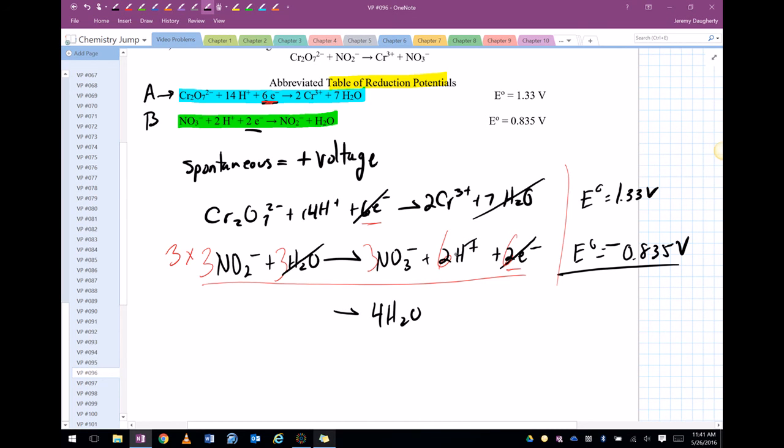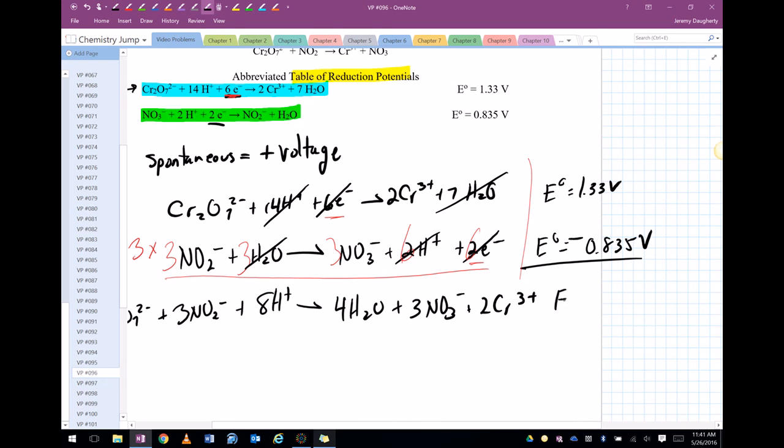I've got 6 protons and 14 protons, so it gives me 8 protons right here. I've got my 3 nitrites, and I've got my dichromate. That looks good. I've got my 3 nitrates, and I've got my 2 chromiums. So that should be mass and charge balanced. Go ahead and check it. Then for the voltage, I just add them up. So 1.33 minus 0.835, and I get a voltage of 0.495.